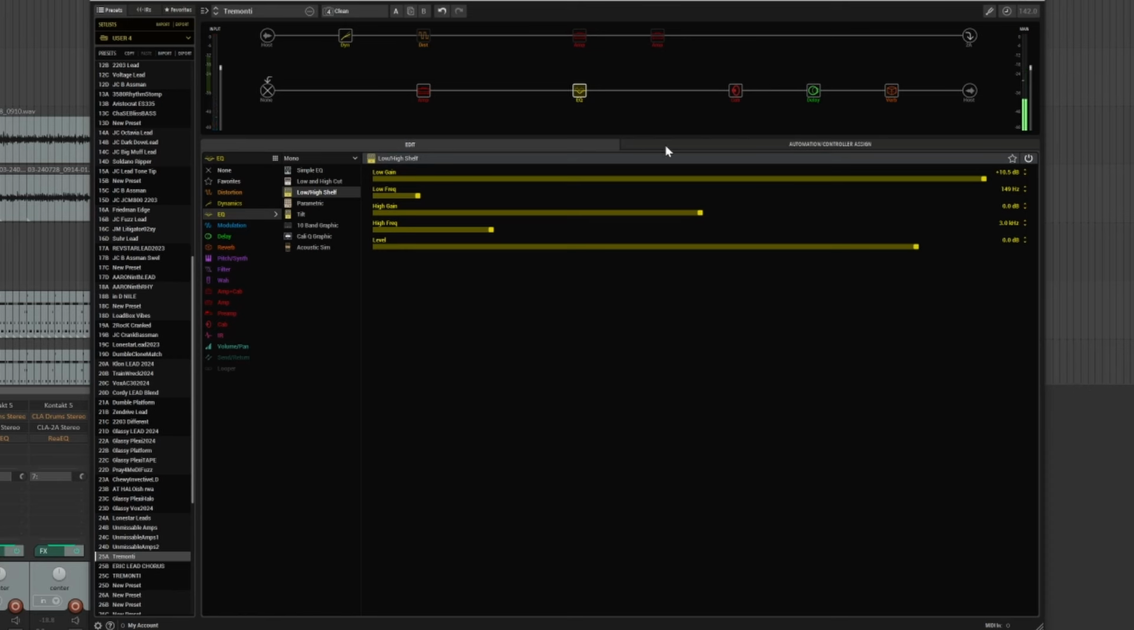Another idea might be to check out the PRS Archon for basically all of these tones. He's using a PRS amp in general, so that might be a good place to start. Low high shelf, 10.5 dB at 149 Hz.